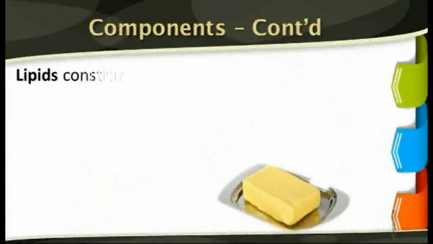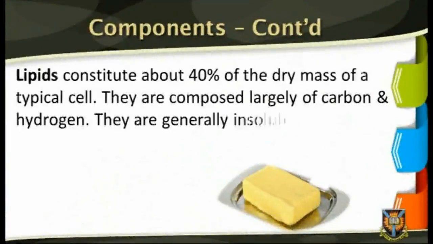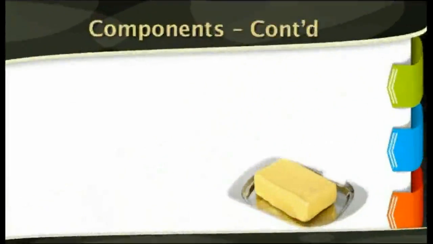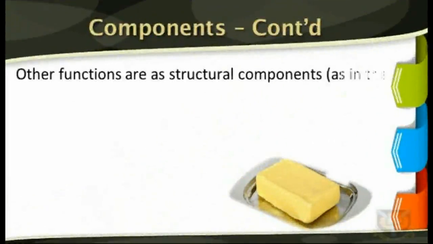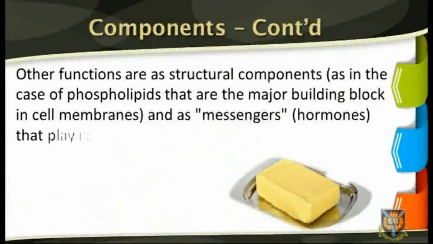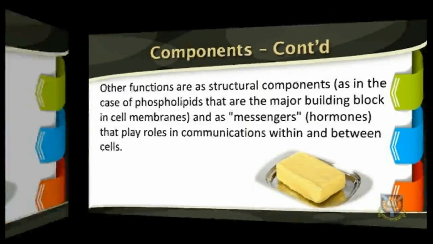Number 3. Lipids. These constitute about 40% of the dry mass of a typical cell. They are composed largely of carbon and hydrogen. They are generally insoluble in water and involved mainly with long-term energy storage. Other functions as a structural component, as in the case of phospholipids, that are the major building blocks in cell membranes, and as messengers, hormones, that play roles in communication within and between cells.